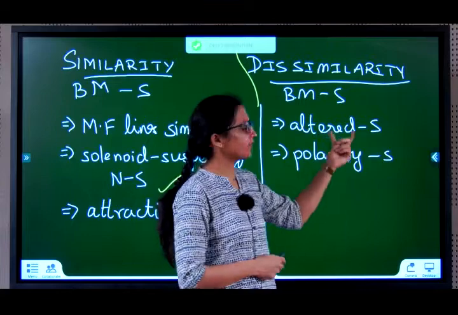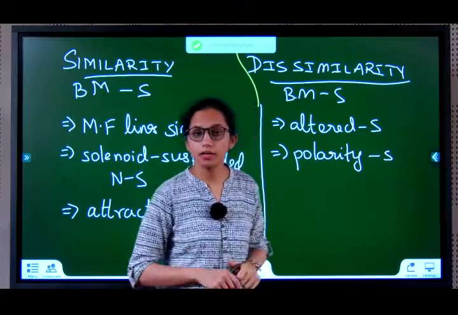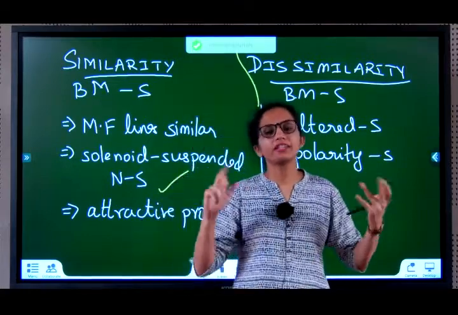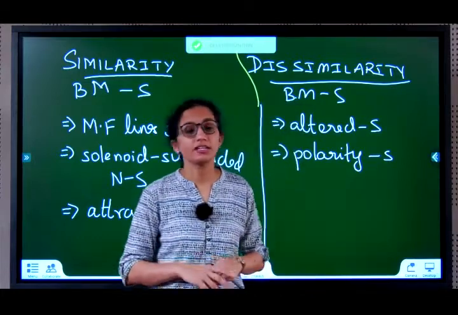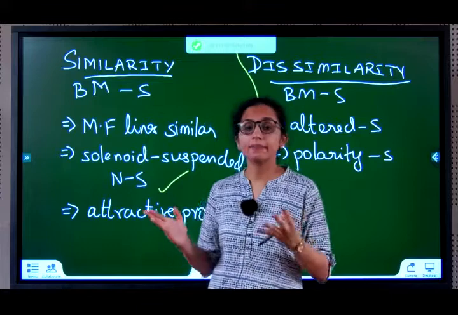The magnetic field strength of a solenoid can be altered. How? Increase the current, more field. Decrease the current, less field. Change the number of turns, more field, less field. So, it can be altered.